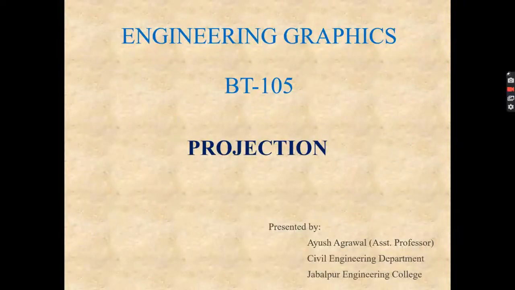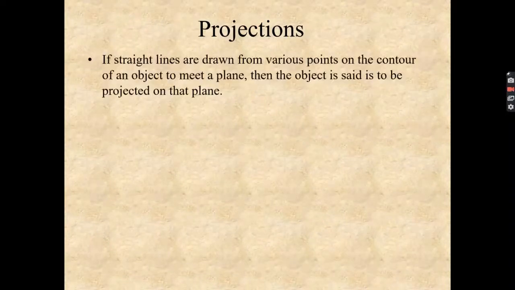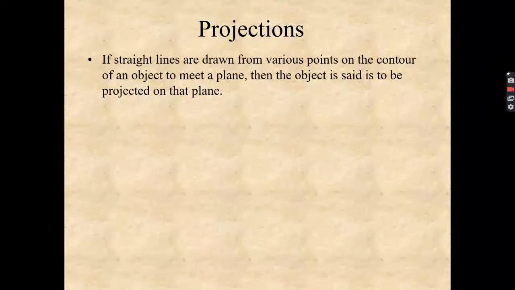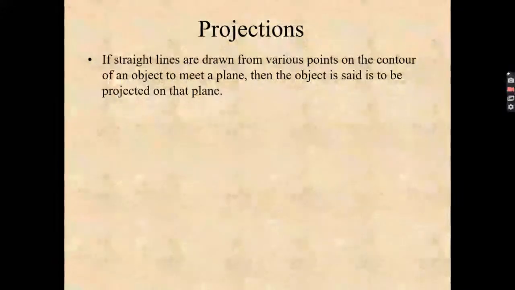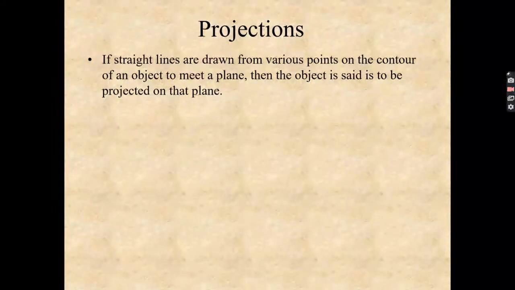In today's lecture, we will start the projection. So, starting with the definition of the projection: if straight lines are drawn from various points of the contour of the object to meet a plane. Okay, so what are the contours? Contours are nothing but the outer surface of an object. Then the object is said to be projected on that plane.